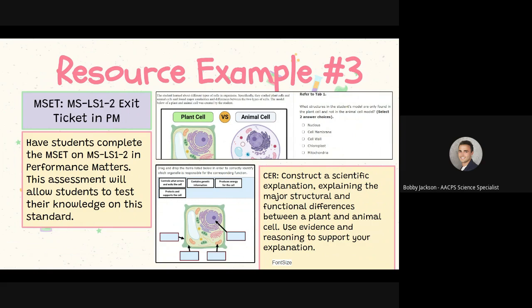They'll also be given a drag and drop item in which they need to identify the functions of those specific 4 parts of a cell, specifically the cell wall, the cell membrane, the mitochondria, and the nucleus. And lastly, in this exit ticket, there's a CER, in which students need to construct a scientific explanation explaining the major structural and functional differences between a plant and animal cell. They'll need to use evidence and reasoning from the tabs to support their explanation.